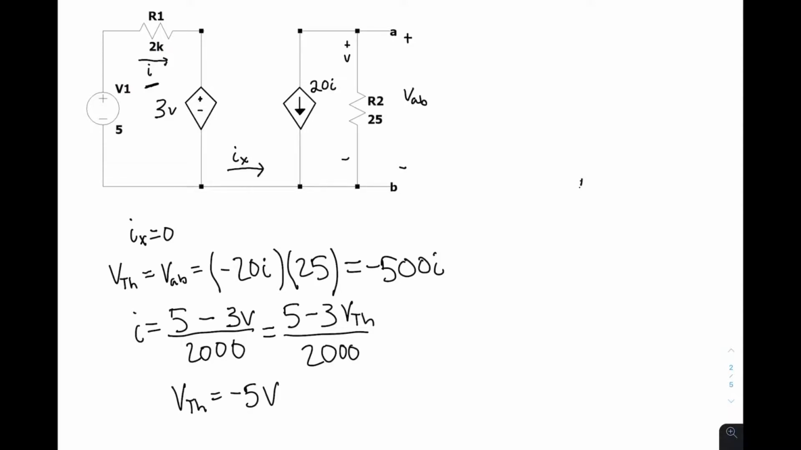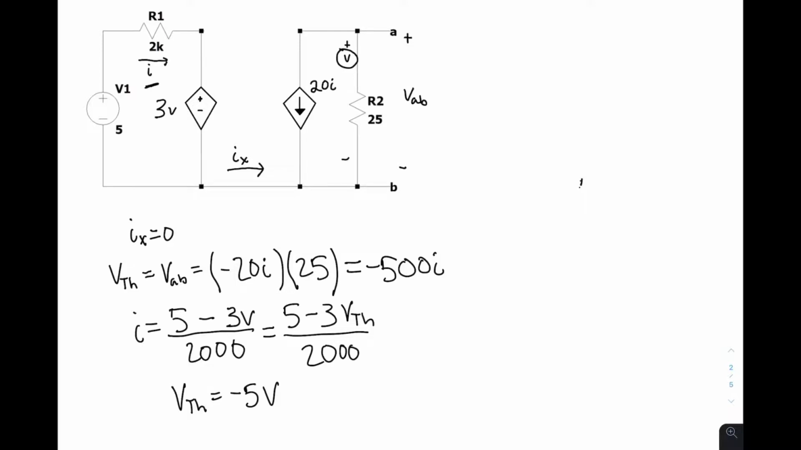If you're confused by this, just look here at our V. This is our control voltage for our dependent source. So that's how we can determine that that point is indeed our Thevenin voltage.